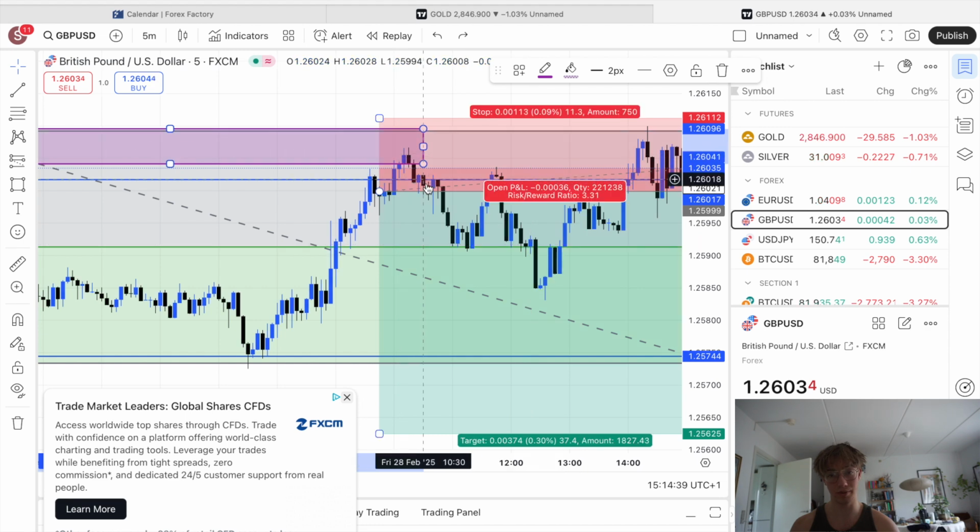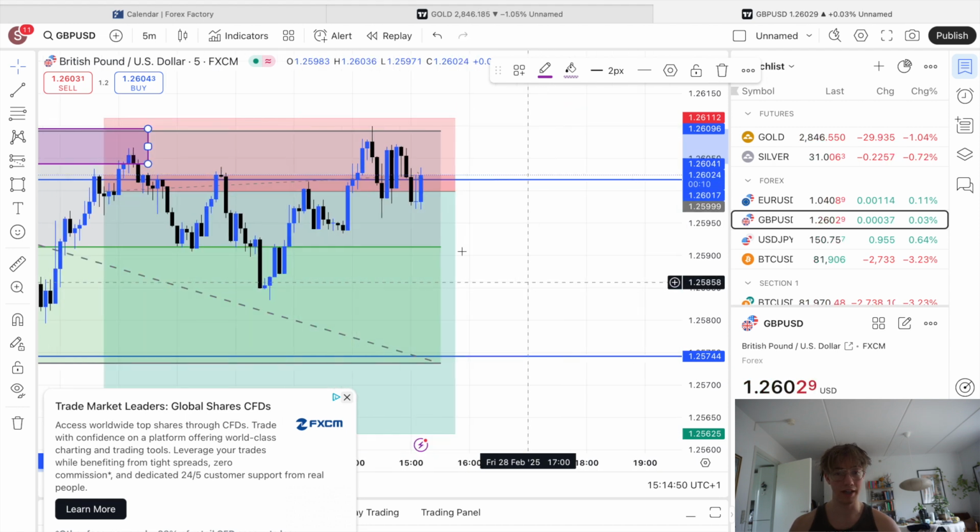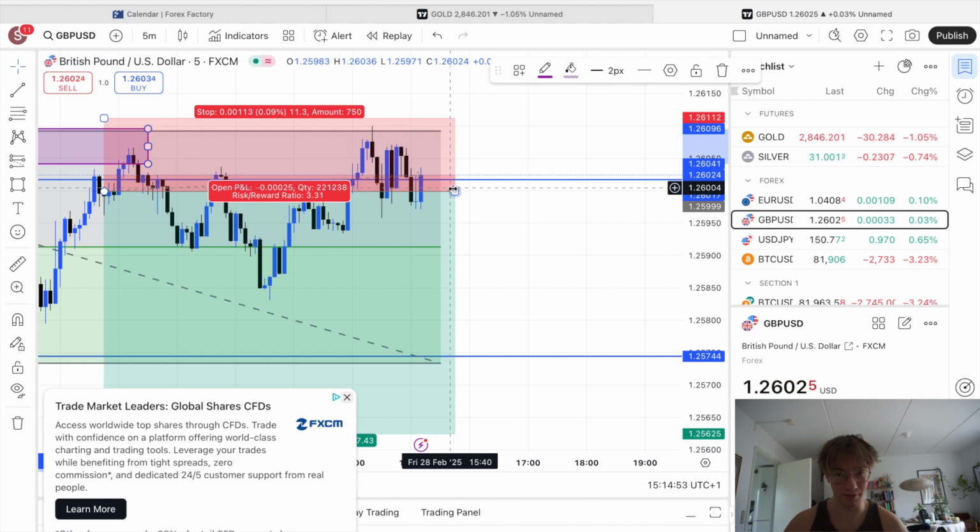So we come down, lower high, lower low, lower high, lower low. Then it's a bit of a high high, but we do break this structure but make a way lower low. And now we're just dancing around up here.